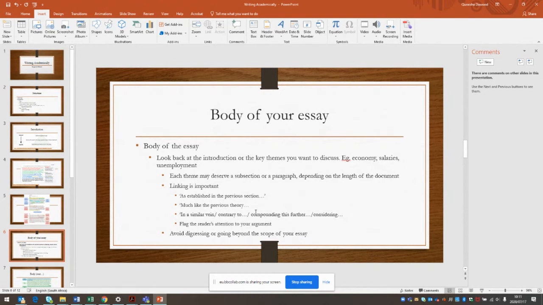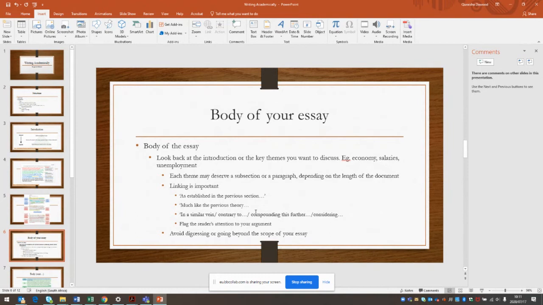Okay, each theme may deserve a subsection or a paragraph. If you're writing a very long text, by all means use subsections. But if you're writing a 2,500 word essay, keep each theme to a paragraph each, depending on the length of the document. Okay, linking is important. And we'll talk about silo-like writing.